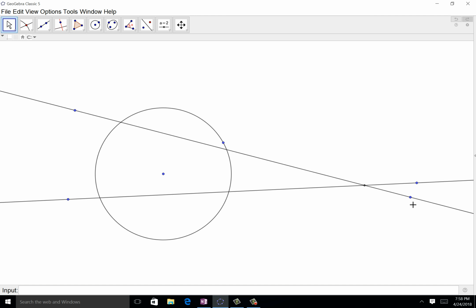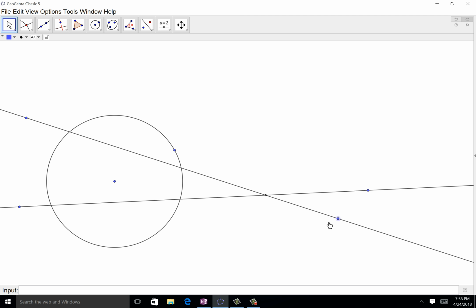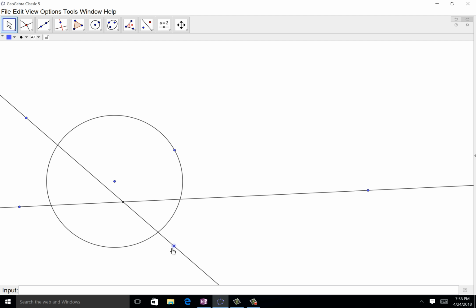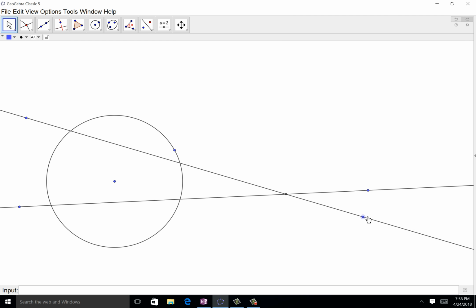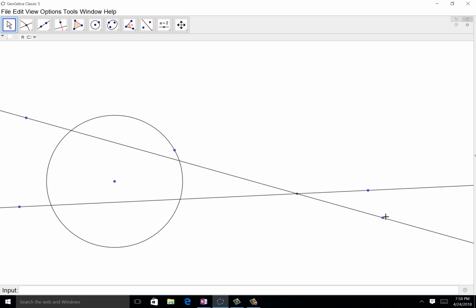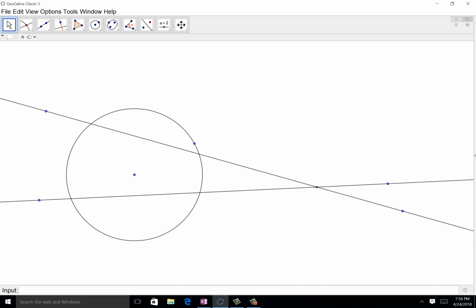But then if I move this point, I see that they actually could cross inside the circle, and they could actually cross on the circle. So my two secants can intersect outside the circle, inside the circle, or even on the circle. Those are the things that we noticed about the secants.